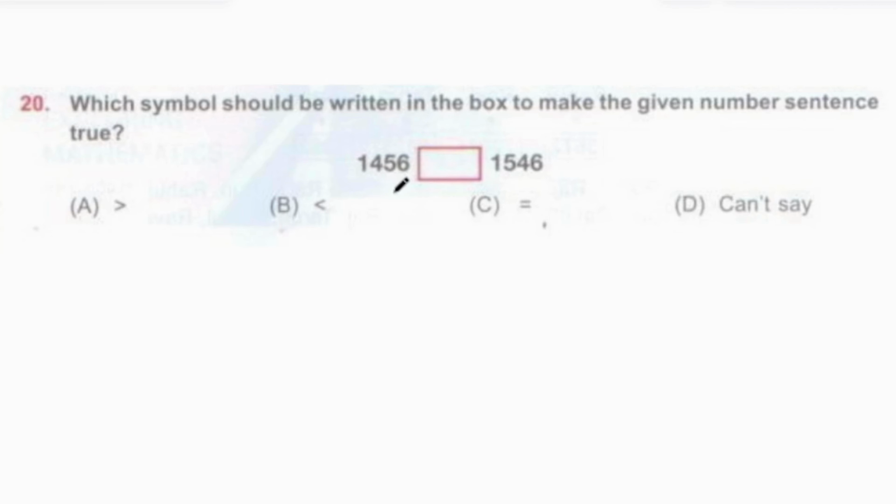By looking at the number, you know that 1456 is smaller than 1546. So the correct option is option B and write a less than symbol.